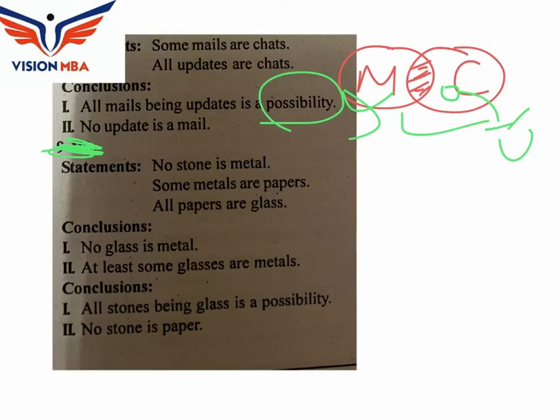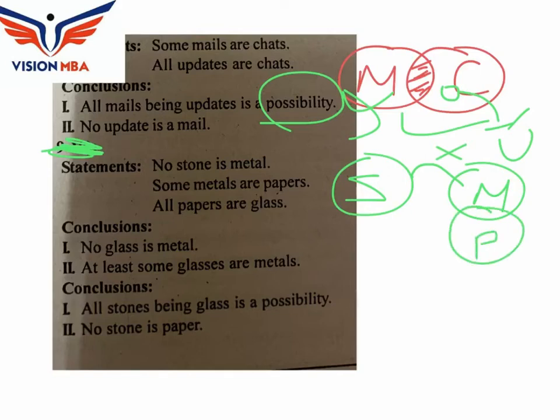Statements: no stone is a metal. So I will draw a circle denoting stone, another circle denoting metal, and it is mentioned that no stone is a metal. Some metals are papers. So this is how I'm drawing it. All papers are glass. So I will just cover the part that is being mentioned.